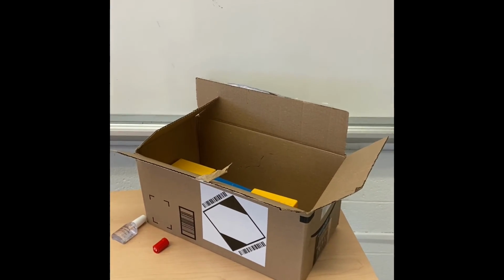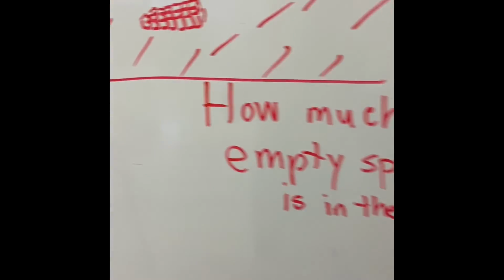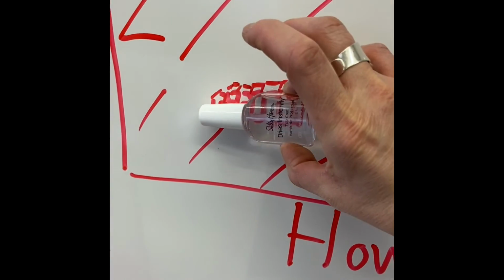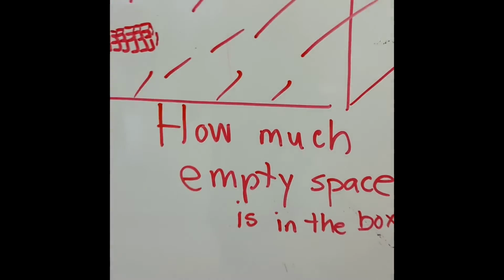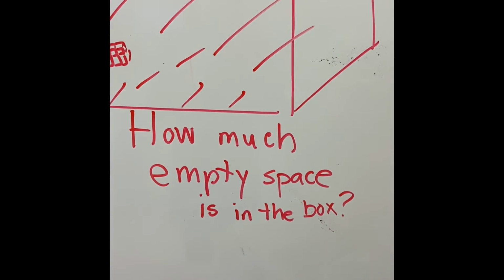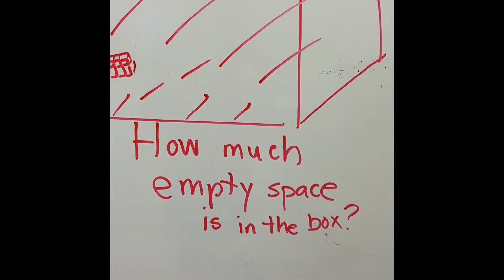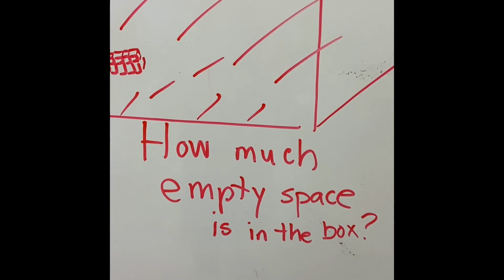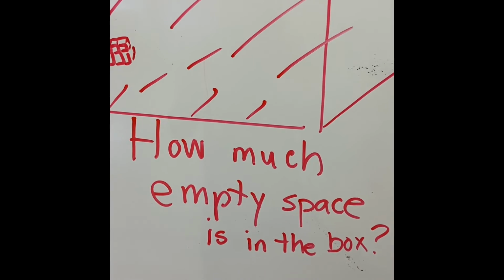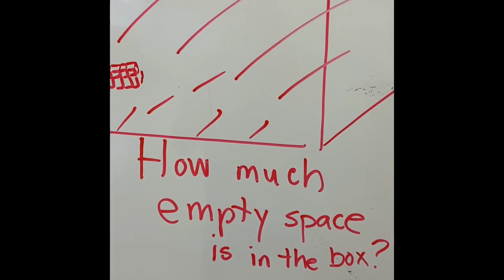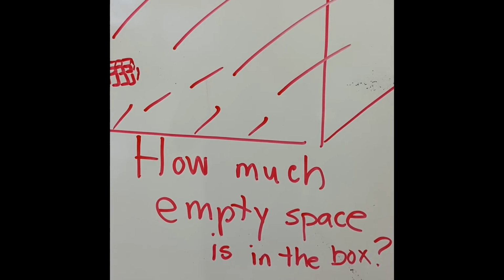So what I would like you to do is think about my big Amazon box. I want you to think about my small little nail polish. And I want you to think about how much empty space is in the box. What we're going to do is put our predictions or our estimates up on the board, and we're going to see which student can get closest to the exact answer.